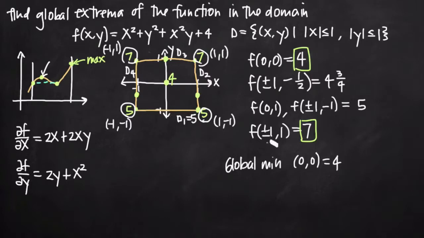Then we have 2 points here which share the maximum of the function, f of 1, 1 and f of negative 1, 1. I don't like to call those global max because there's not one point that exclusively is the maximum of the function on this domain. So I like to go ahead and just say maxima of the function are going to be at the points plus or minus 1, comma 1, and those critical points are going to have a value of 7. So that's your final answer, and that's how you find global extrema of a multivariable function, given that that function is defined on a domain D.